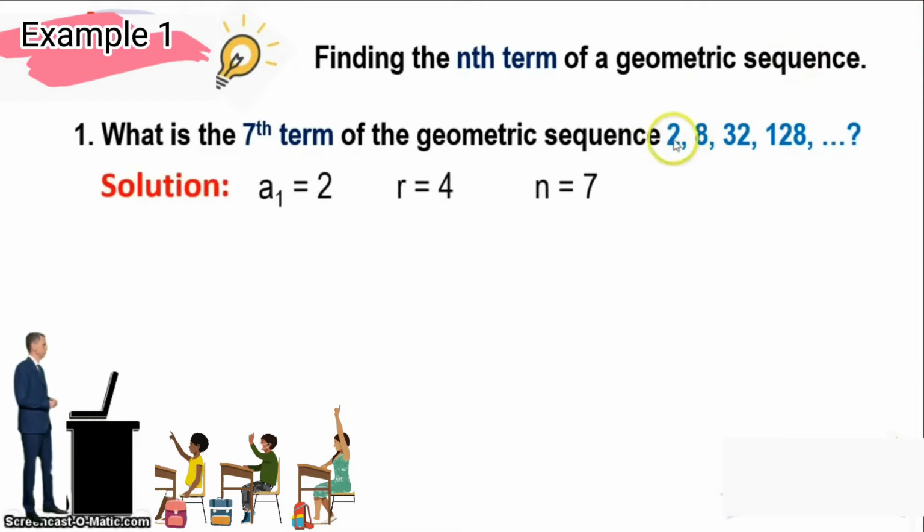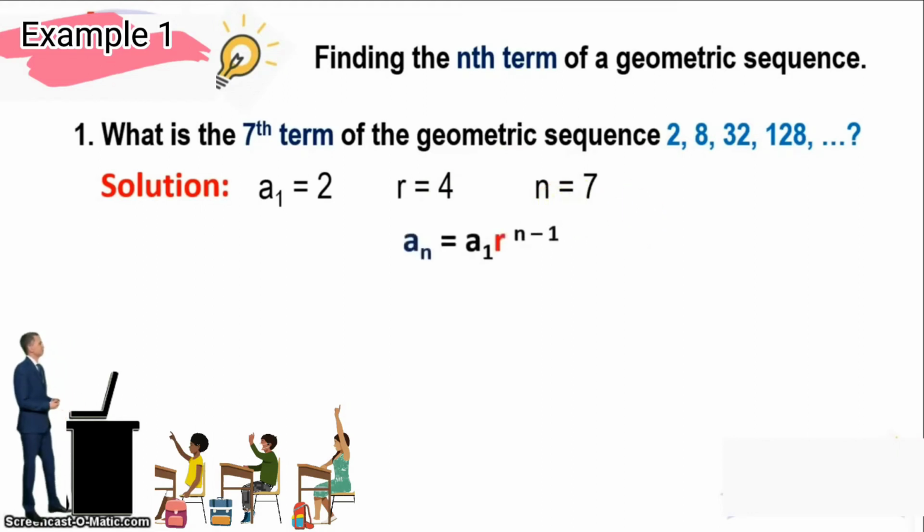The common ratio is 4 because you have the first term, which is 2. 2 times 4 will give you 8. 8 times 4 will give you 32 and so on. Or you can just divide 8 by 2, so that will give you 4. And n is 7 because we're talking about 7 terms.